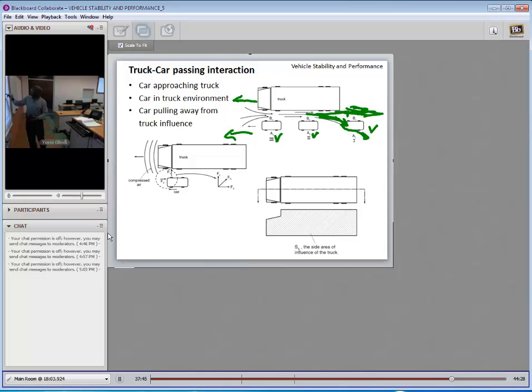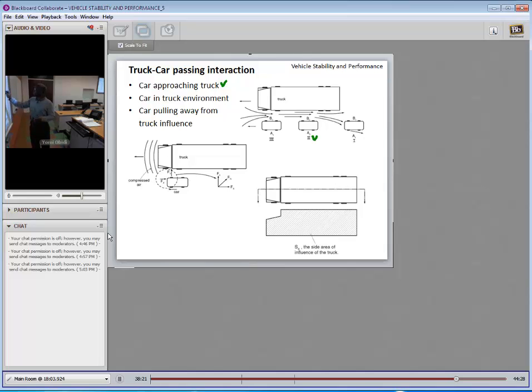So what it tends to do is steer the car in this direction. Well, the driver wants to go straight, so sometimes subconsciously, the driver may not even be aware. The driver is actually steering in this direction to keep a straight path. That's what happens before the car gets into the environment of the truck. That's just closing in on the back of the truck. That's one case: the car approaching the truck, or the car just behind the truck.